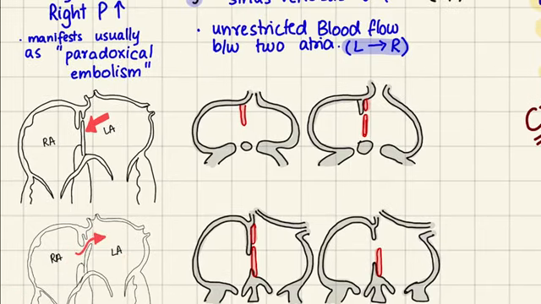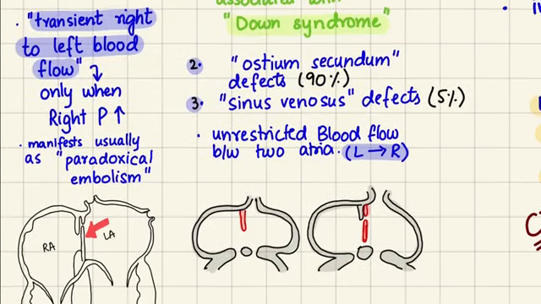Okay, both of these are left to right shunts because here also the hole is in the atria, and because pressures here are increased, blood should go like that, but that usually does not happen. What can happen is that when right atrial pressures increase, there can be transient flow of blood from right to left. So I hope that is clear.